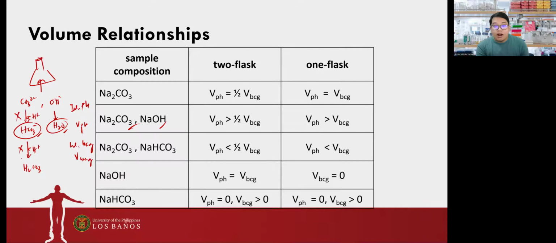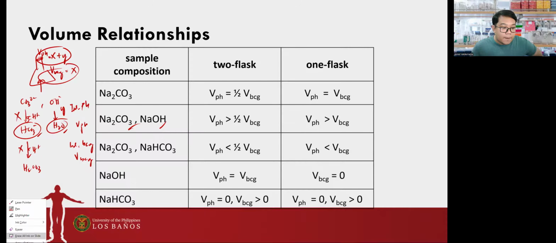Tapos ngayon, gamit tayo ng arbitrary variable. For example, we make this Y. Yan. So, ibig sabihin, sa phenolphthalein natin, X plus Y yung nagamit natin na VPH. Whereas sa VBCG, ang nagamit lang natin is X. So dito, since mas malaki si VPH kesa kay VBCG, alam dapat natin na carbonate and sodium hydroxide ang meron. Okay?